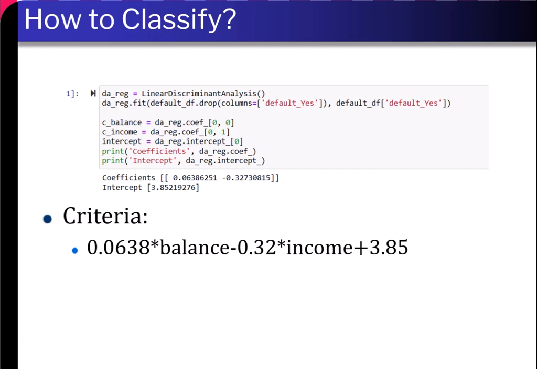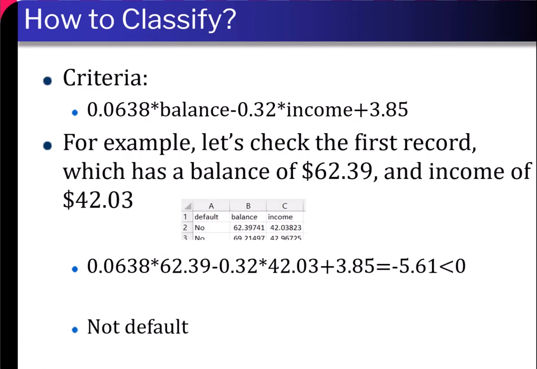So the first coefficient times the balance plus the second coefficient times the income plus the intercept gives me a number. If this number is less than 0, then this record is going to be classified as non-default, which is 0. If this number is higher than 0, then this is going to be classified as default, which is 1. Okay, so this is going to be my criteria: first coefficient times balance plus second coefficient times income plus the intercept.